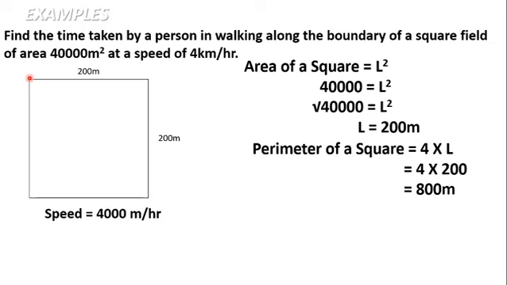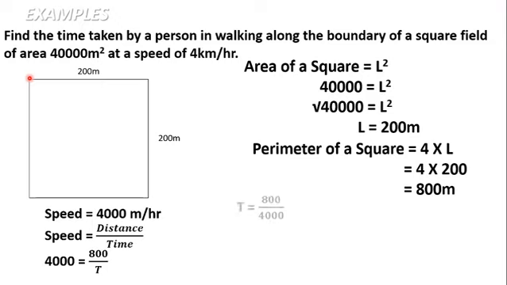field of 800 meters. But we know the formula for speed. Speed is distance over time. So the speed, which is 4,000, is equal to distance, which is 800 meters, divided by the time that it will use, which is what we're trying to find. So you cross multiply right there and divide both sides by 4,000. So your time, which is t, would be equal to 800 divided by 4,000. And then 800 goes here 1, it goes there 5. So the person will spend 1/5 of an hour to go around the square.